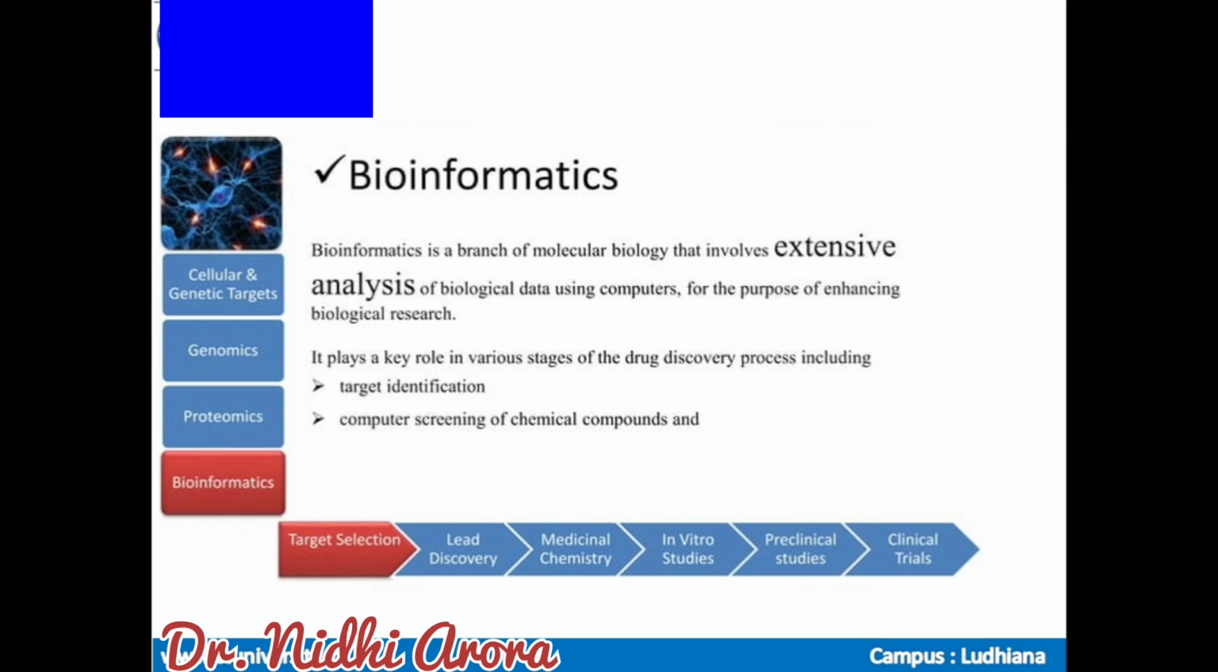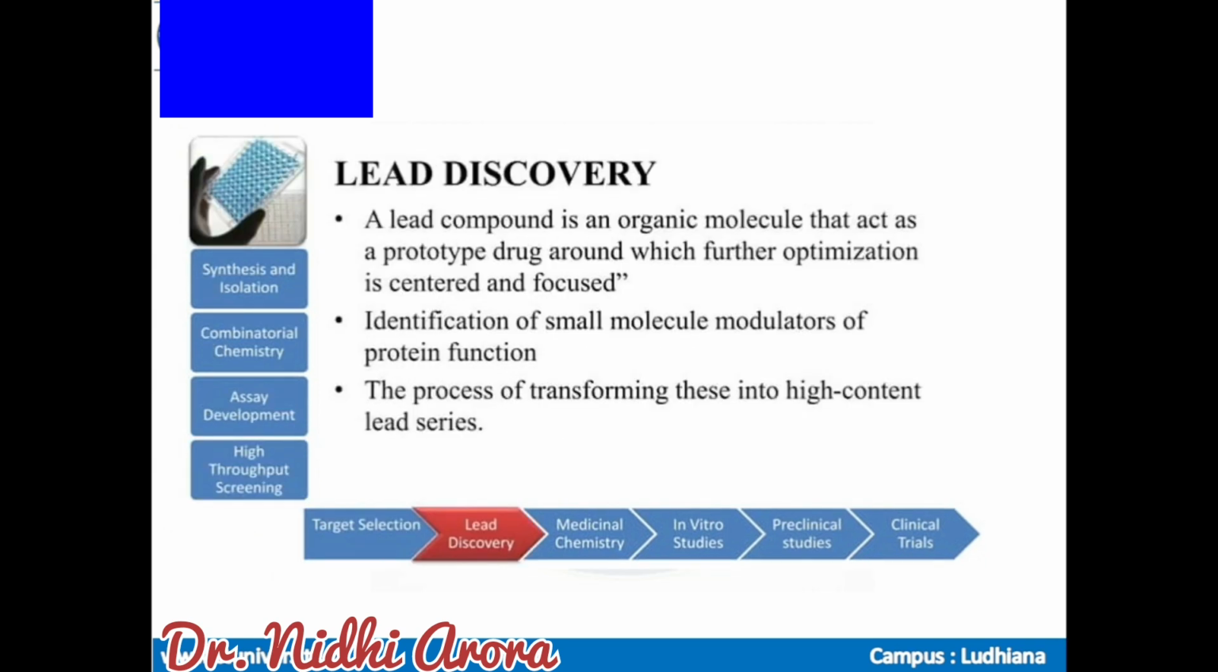It involves the extensive analysis of biological data using computers for the purpose of enhancing biological research, and it plays a key role in various stages like target identification, computer screening of chemical compounds, and after that lead discovery. Lead discovery has four types. First we go with synthesis and isolation, then combinatorial chemistry, assay development, and at last HTS, also called high throughput screening.